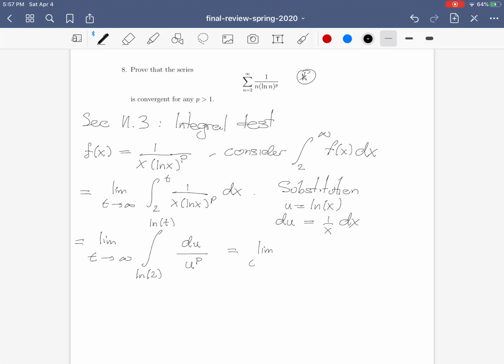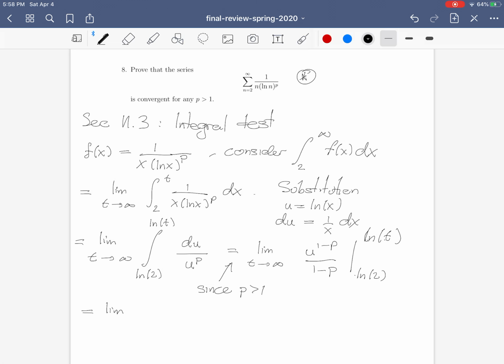So this is the limit as t tends to infinity of u to the 1 minus p divided by 1 minus p, evaluated at ln 2 and ln t. And so note here, in order to calculate this, we use the fact that p was greater than 1. Okay. So obviously this formula does not hold if p was equal to 1. Okay, but we're told in the question that p is bigger than 1, so it's okay to do that.